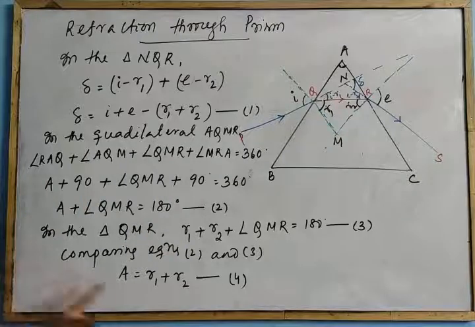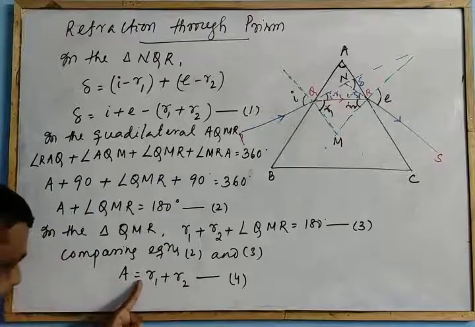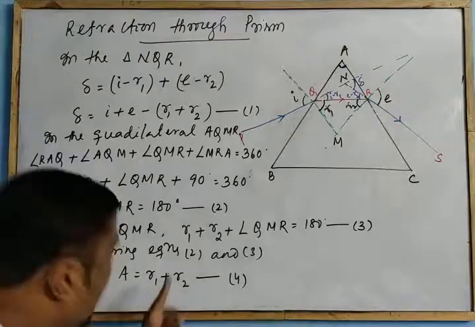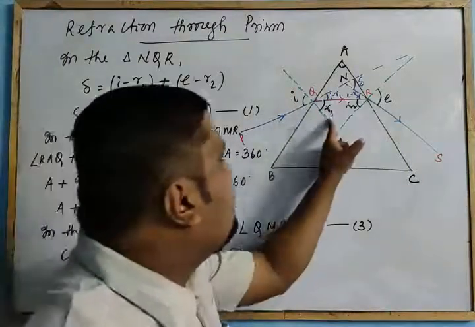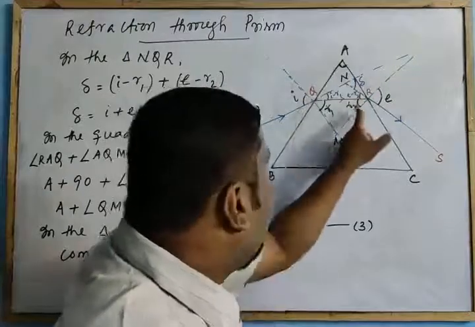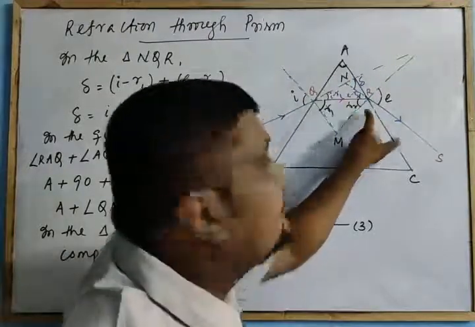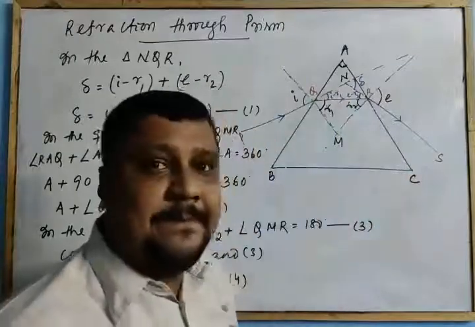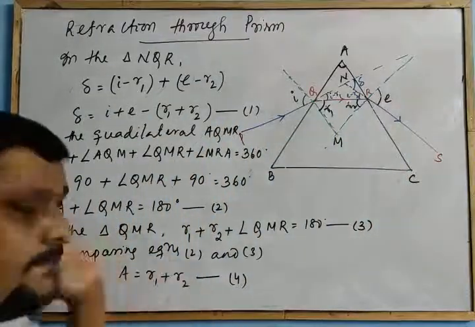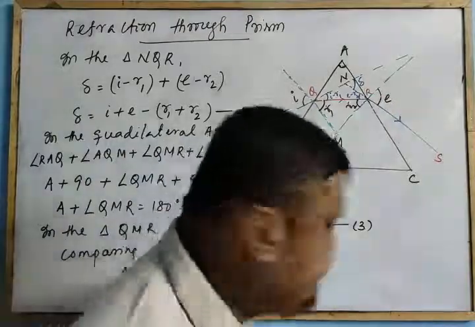A, the angle of prism, is equal to R1 plus R2. R1 is the angle of refraction on the face AB. R2 is the angle of incidence on the face AC. A is equal to this, and this is always true for a prism. Next case.